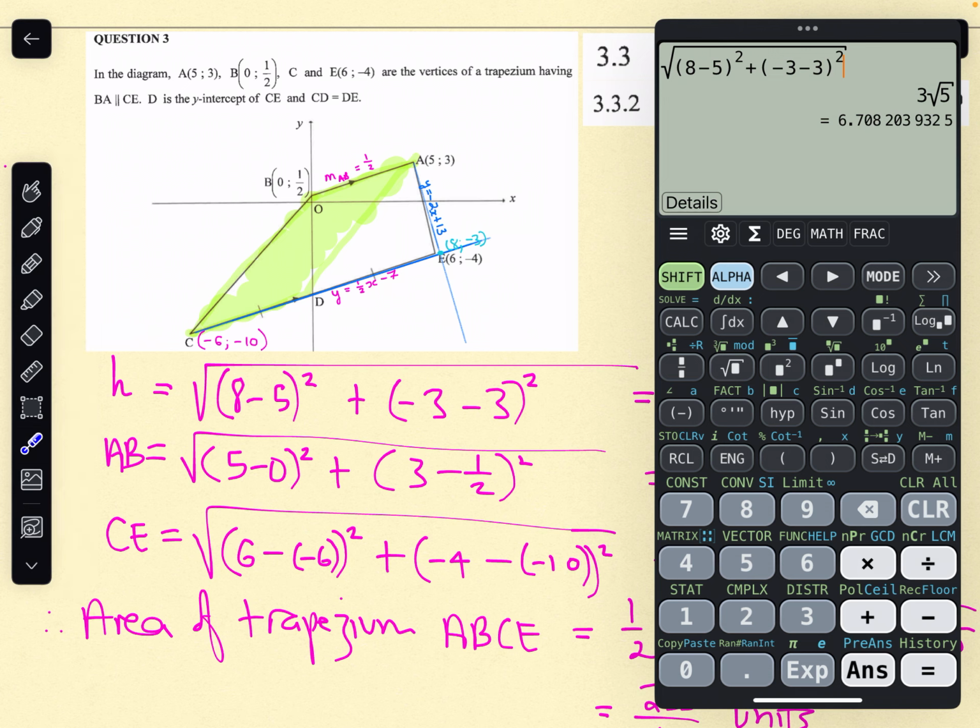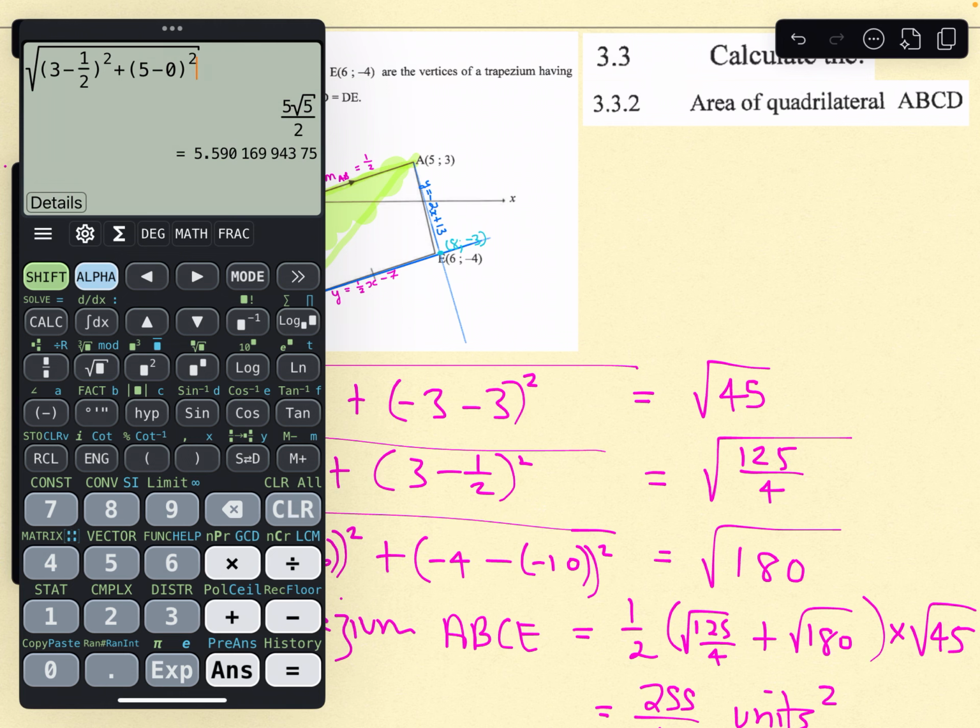And then the next thing we wanted to calculate was the length of each of the parallel sides of the trapezium. So for AB, it was going to be the square root of the difference between the y's, and then the difference between the x's. Oh, I think I'm outside now. Okay, so that's 5 root 5 over 2. That kind of looks right to me.